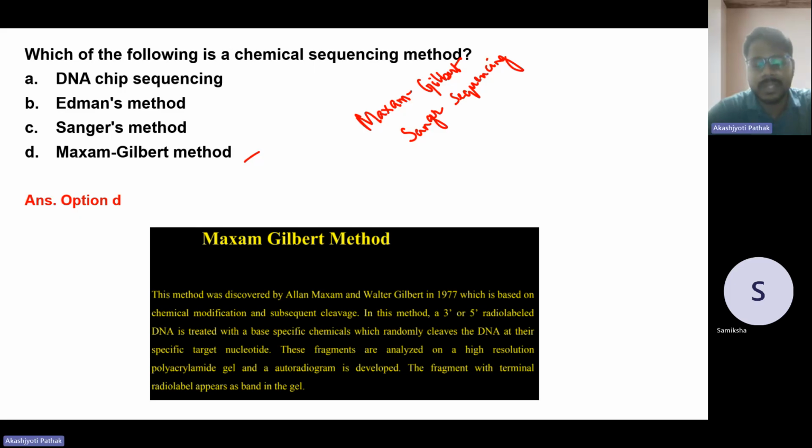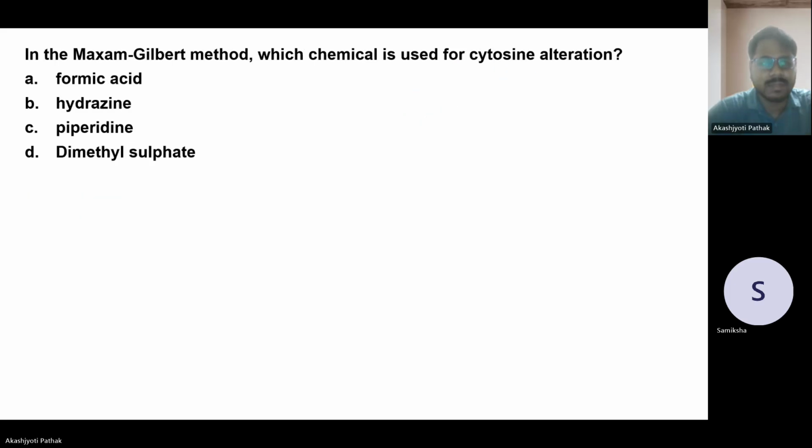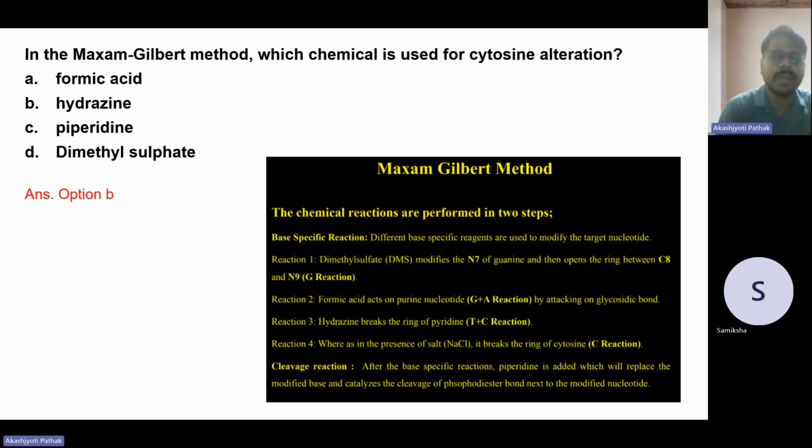So in this polymerization reaction, whenever a ddNTP is introduced, the reaction will stop. Which chemical is used for cytosine alteration? It is hydrazine. These things you have to remember. I cannot explain these, there is nothing to explain.